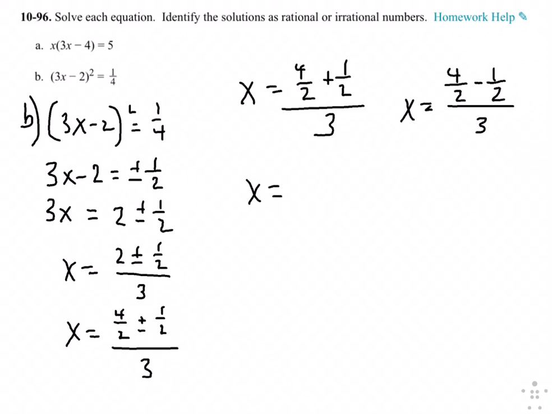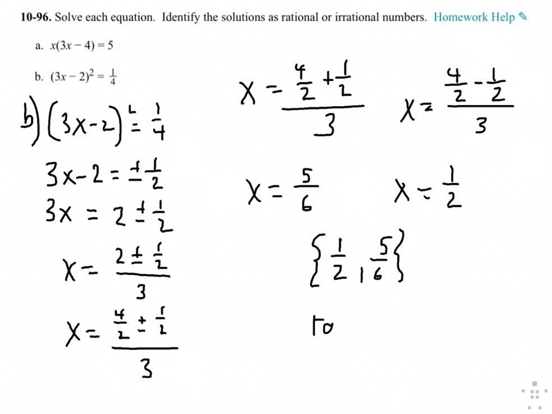So this one is 4 halves plus 1/2. That's 5 halves divided by 3, which is 5/6. And the next one is 4 halves minus 1/2, which is 3 halves divided by 3. Right? 3 halves divided by 3, that's 3 halves times 1/3, that's 1/2, right? So our two solutions are 1/2 and 5/6. Both of those are represented as a fraction, so they are rational solutions.